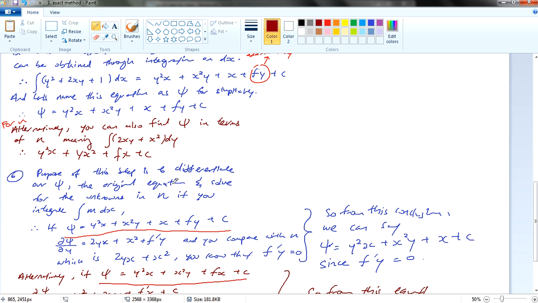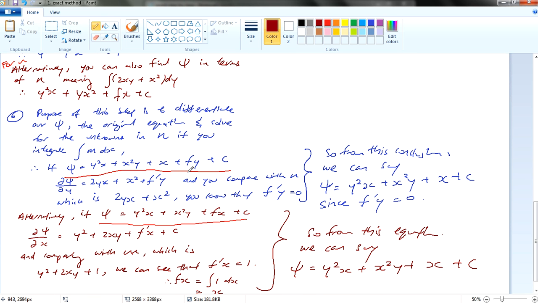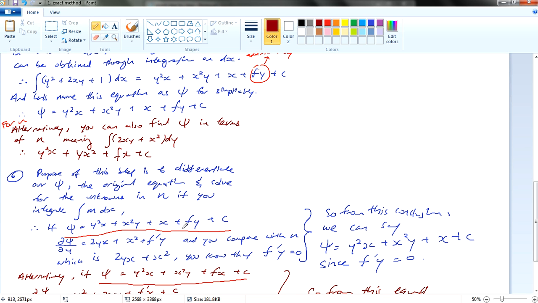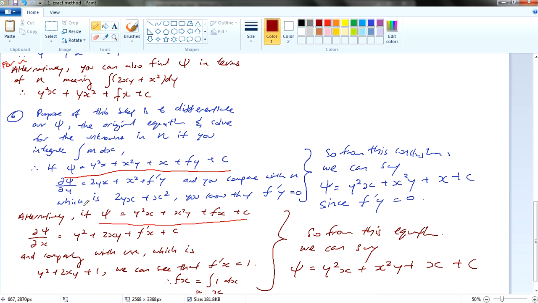So one thing you need to do is differentiate in terms of the function that is missing. Let's say you are doing it with m, we differentiate in terms of y. If you partial differentiate in terms of y, you get this equation. Remember, a common mistake is that you forget to put f prime y. So you're just simply differentiating this thing.